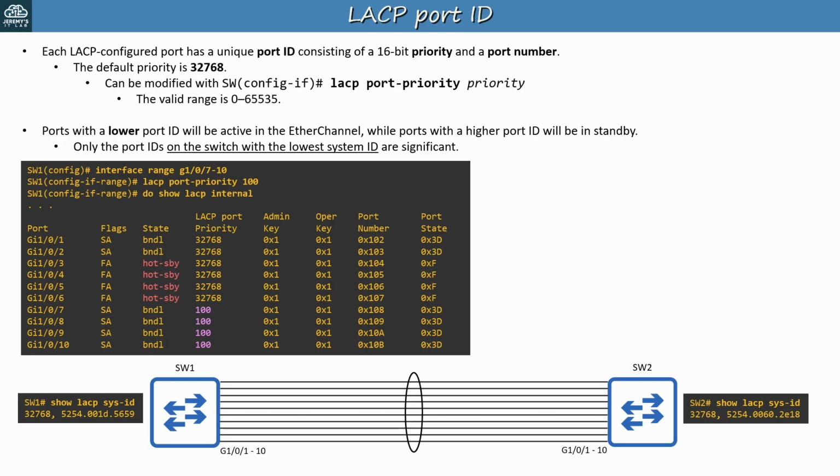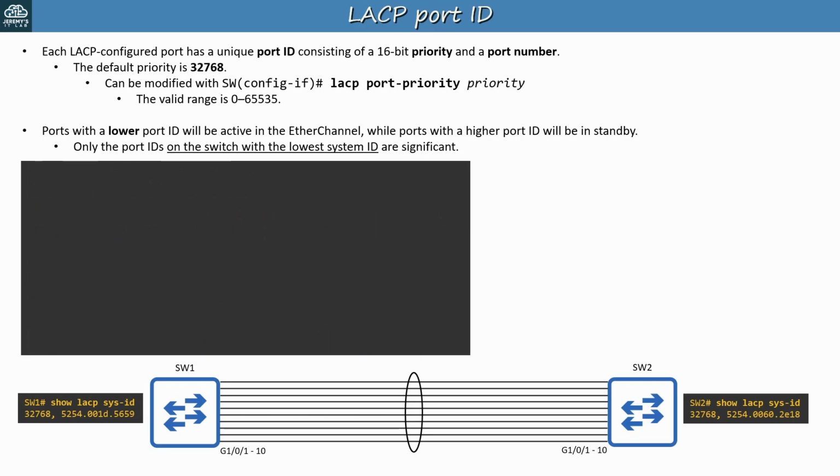G1/7 to 10 are active because of their lower priority, and G1/1 and 2 remain active because they have lower port IDs than G1/3 to 6. So you can use the port priority like this to control which ports are active in an EtherChannel. Before we finish, what do you think will happen if I modify the port priority of switch 2's ports?